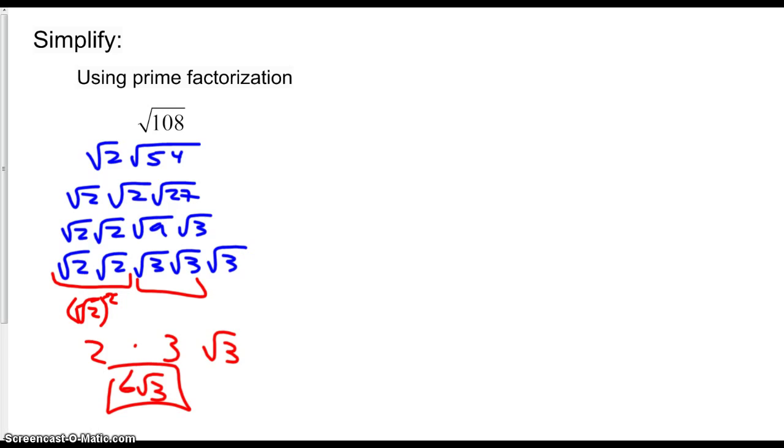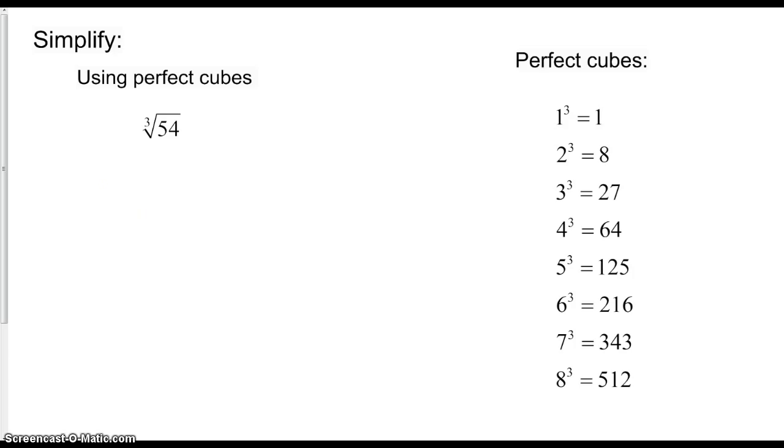Okay, let's take a look at an example that has a cube root. Same idea. The only difference is we have to divide out perfect cubes, right? So here's some perfect cubes. 1 cubed is 1, 2 cubed is 8, 3 cubed is 27. So if I want to take this approach, I might need to find things on this list, like maybe the 27 to divide out, right?